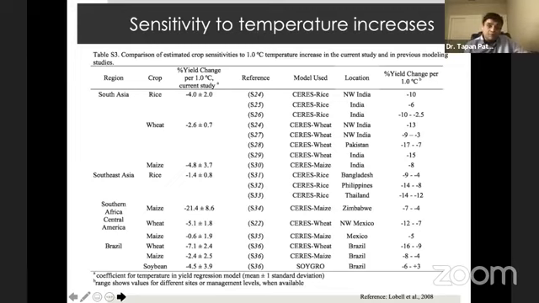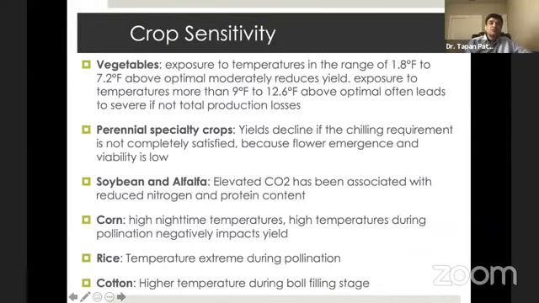Again, this is a model-based study, so of course there could be a lot of uncertainty, but the important thing to see is that a 1 degree increase in temperature can have a significant impact on agricultural production or yield. When we think about crop sensitivity to different climatic parameters, vegetables are more sensitive to extreme temperature changes beyond their optimum, and there is a lot of vegetable production in California, which is already seeing some of those impacts.